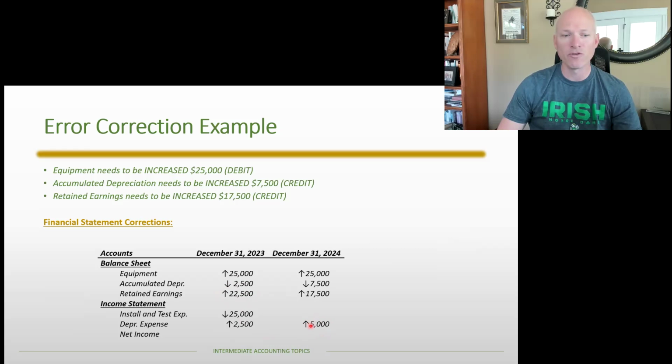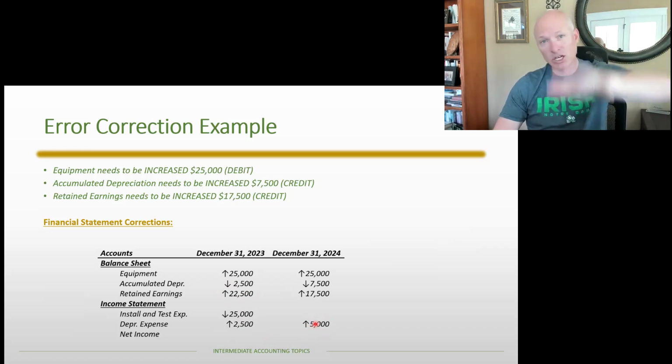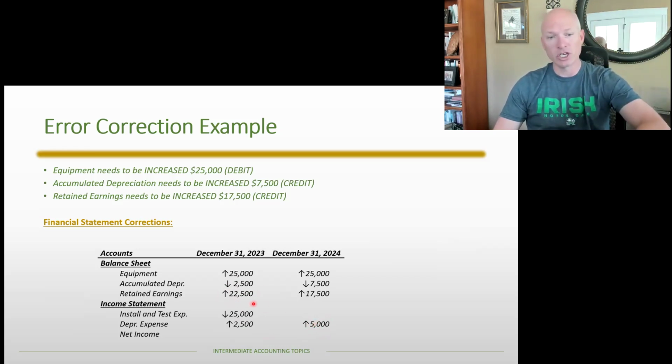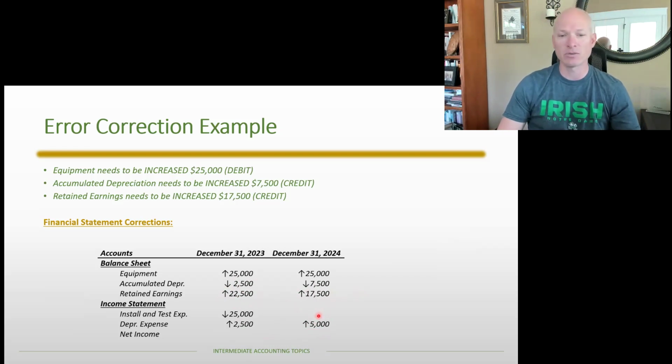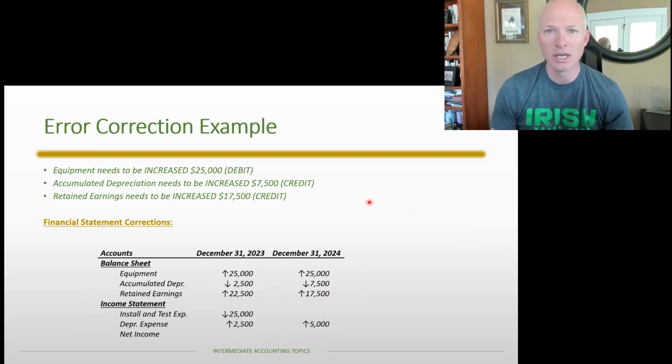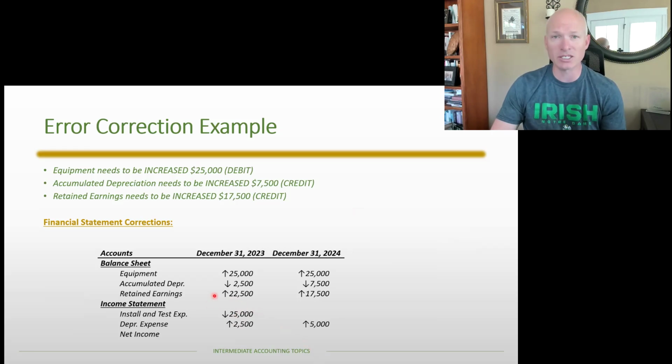And then we get to 2024, and here we need to increase our depreciation expense, which would decrease retained earnings. And so the cumulative effect of that is, well, originally we had to increase it 22,500, and now we're going to decrease it by 5,000, which again is just because of this difference in depreciation expense. One thing I think this highlights, if you think about moving out here to the right, is that $25,000, it was going to be expensed. I mean, there's no way around it. It was going to be expensed. It's just a matter of in our mistake, we expensed it in the installation and test expense.